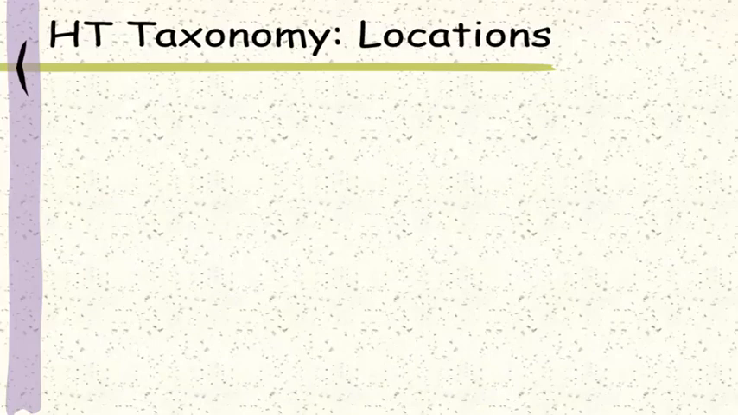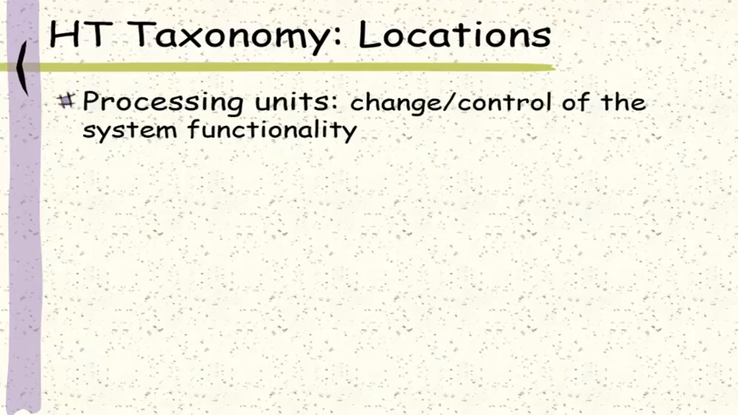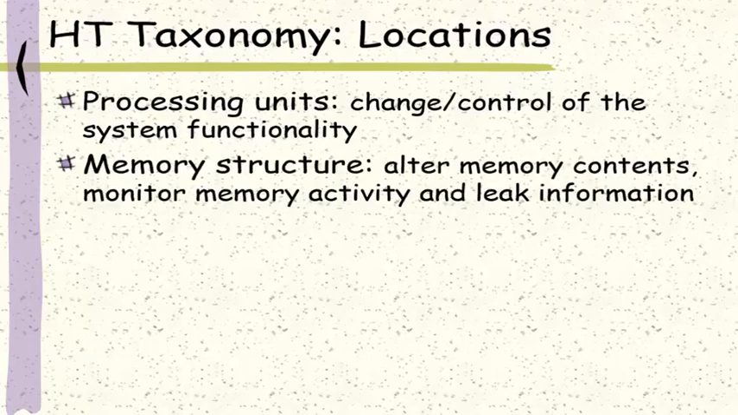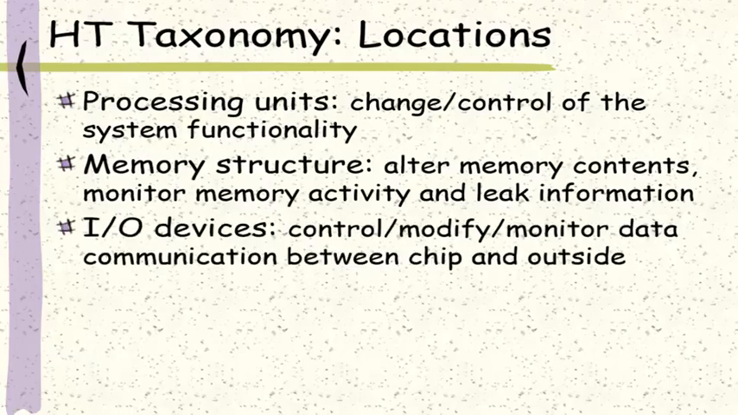Hardware Trojans can be embedded into many locations of the system. In the processor units, a hardware Trojan can be hidden there to change or control the system's functionality. In memory structures, a hardware Trojan can be embedded to alter the memory's content, or simply to monitor memory activities and leak information. The I/O devices are the link between the outside world and the chip, so a hardware Trojan can be embedded there to control, monitor, or modify data communication between the chip and the outside.